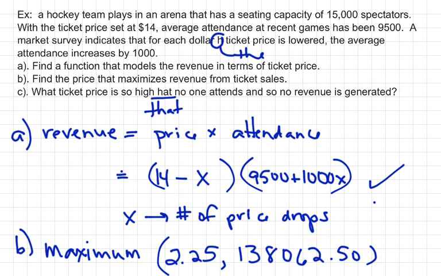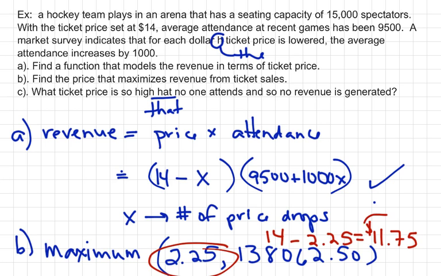Now remember, I just said that this is not actually the price of the ticket. That's the number of price drops, or that's the amount of the price drop. Basically, it says if you drop the price $2.25, every time you do that, you get 1,000 more people attending. So the ticket price is actually going to be 14 minus 2.25, which is $11.75. So when you sell the tickets for $11.75, you'll get a maximum revenue of $138,062.50.